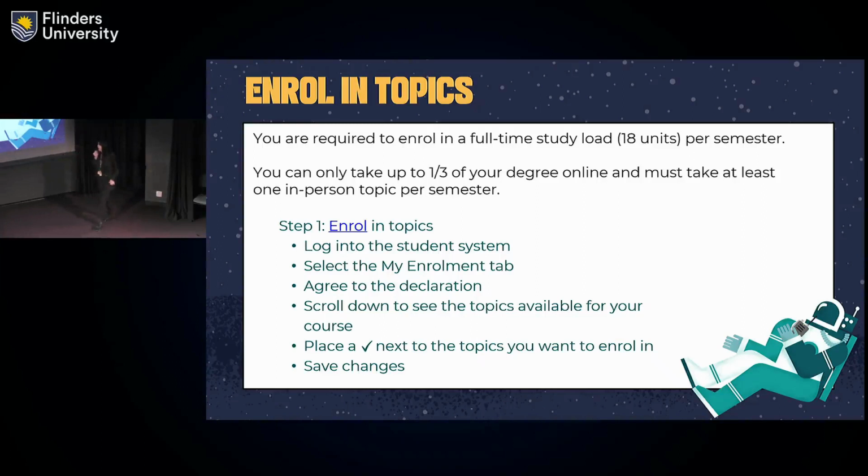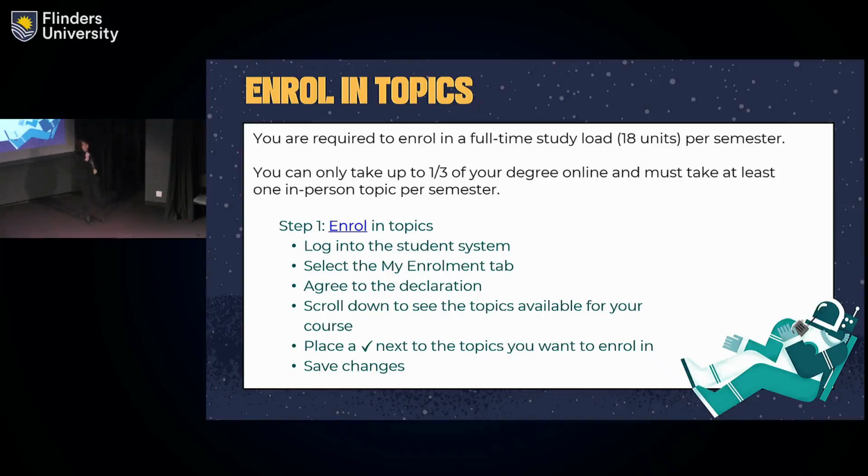And you'll be able to see on that enrolment page there is a declaration. You'll have to tick and agree to that declaration. So it's the enrolment declaration to say that you will be following some of the rules that we have here at Flinders University before you get going. And then you can scroll down to see the topics that are available for you for your course.